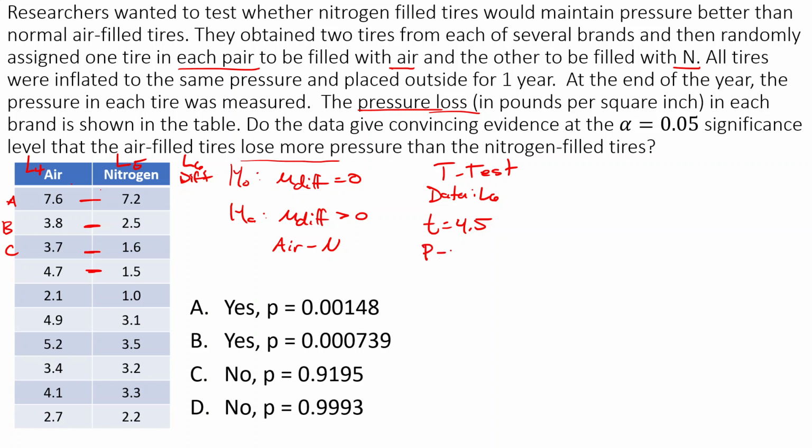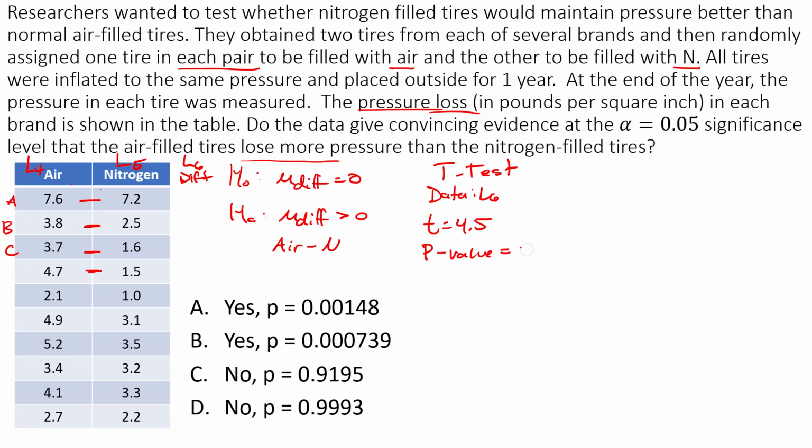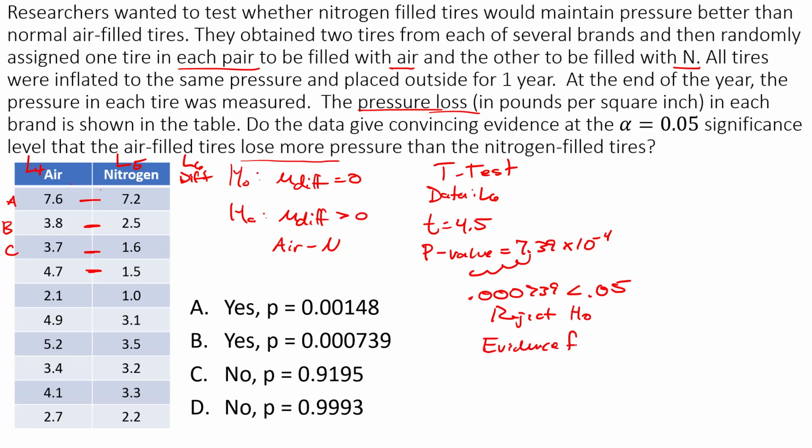And our p-value, it had a scientific notation at the end, but it was 7.38, or that 8 would round up, 7.39 times 10 to the -4th. So that means we'd move this up 1, 2, 3, 4 spots. So that'd be 0.000739, which is definitely less than 0.05. So we are going to reject the null hypothesis. We have evidence for the alternative hypothesis. So do we have evidence is what the question was. Do we have convincing evidence? So the answer would be yes, we do have convincing evidence. And here's our p-value that we got. Yep, so there's our answer.